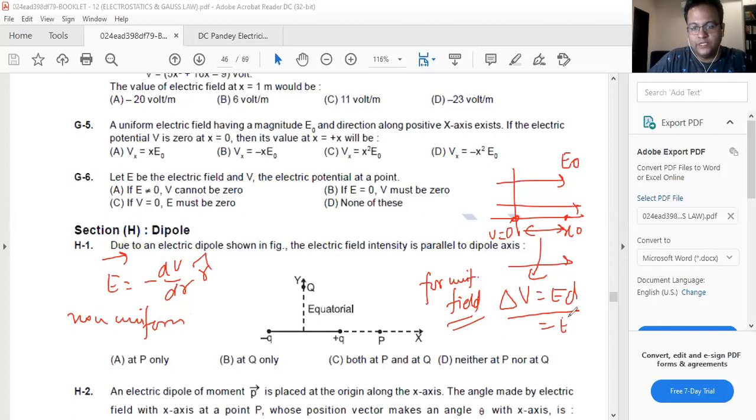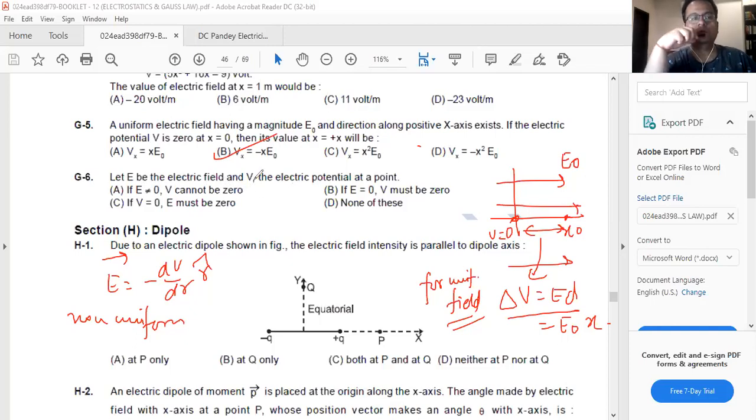So it will be E0 into x. And since the potential has decreased, it will be minus of that value. Minus of E0 into x. Go through it, please. G6: if electric field is not 0, potential cannot be 0.